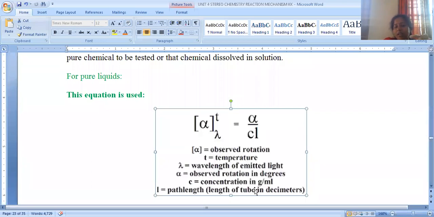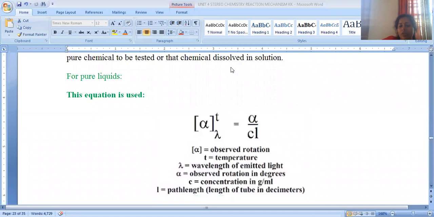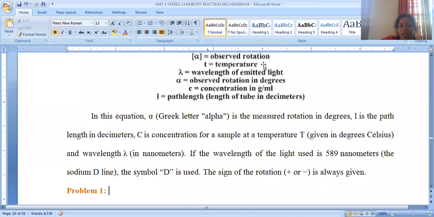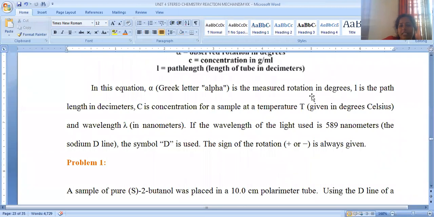We are taking the sample in a tube. That tube length we have to consider as L. So specific rotation is equal to alpha by C into L. This is about specific rotation and its calculation. Here alpha is the measured rotation in degrees, L is the path length in decimeters, C is the concentration of the sample at the given temperature, and the wavelength we are taking is a specific wavelength, that is 589 nanometers.